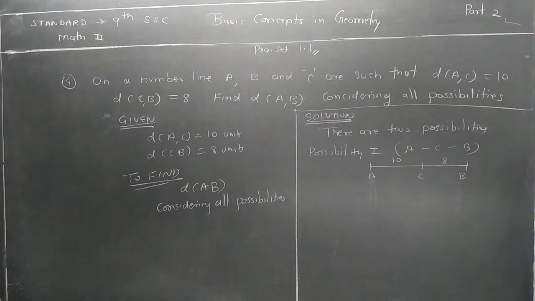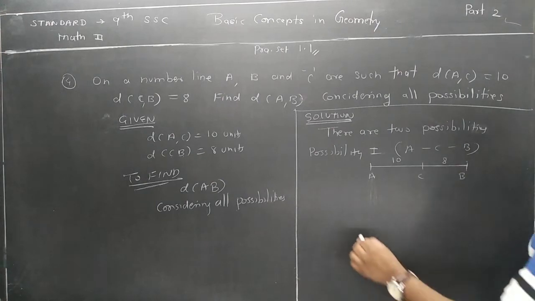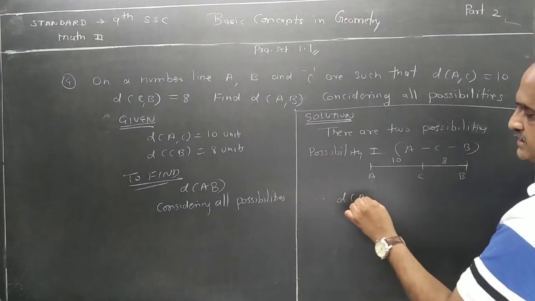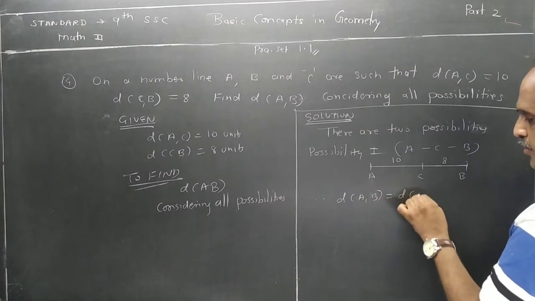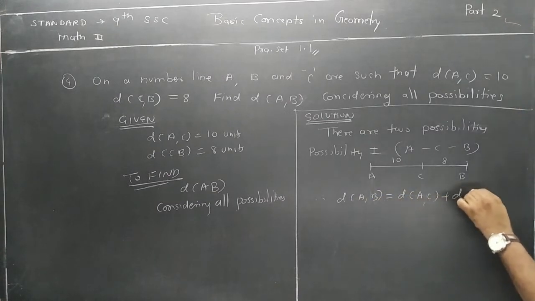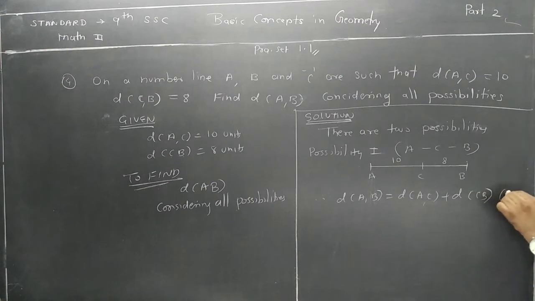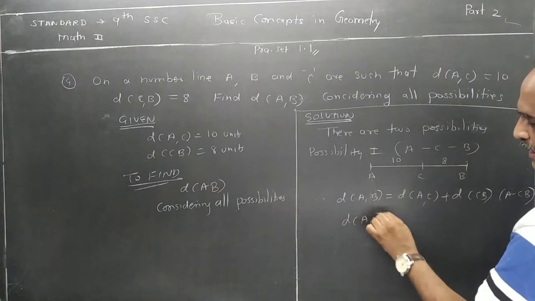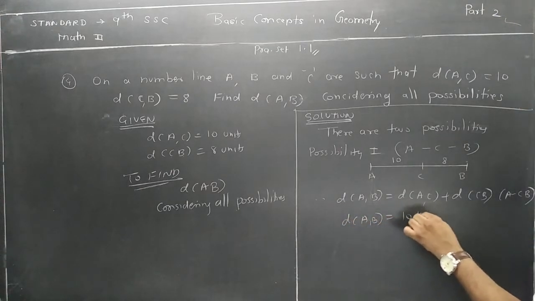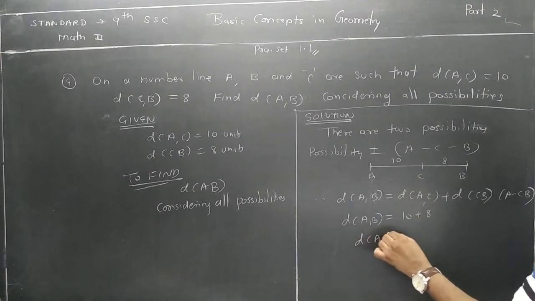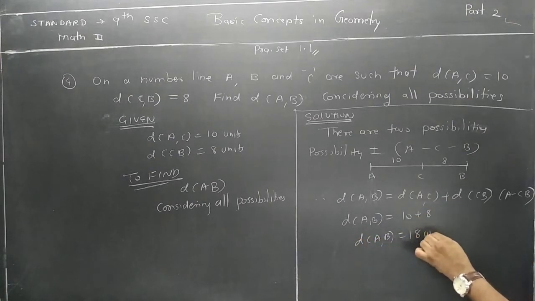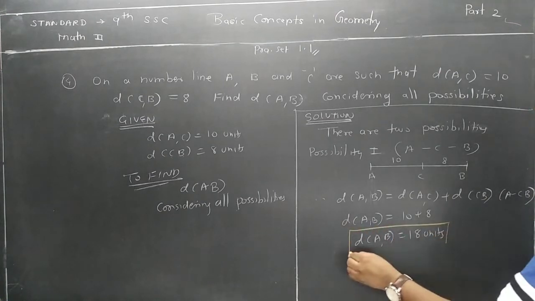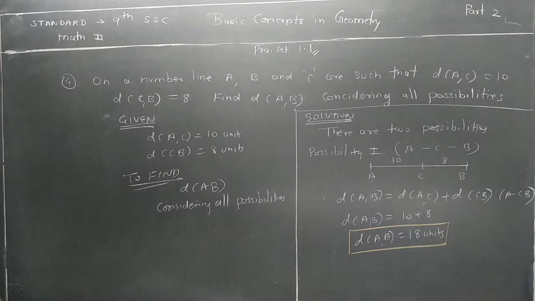We are going to draw a figure with pencil. And what I am going to write is, therefore, distance AB is equal to distance AC plus distance CB. The reason is that A, C and B are collinear points. So what answer did we get? Distance AB is equal to 10 plus 8. So I can say that distance AB is equal to 18 units. That we are going to put in a box. This is the first possibility.